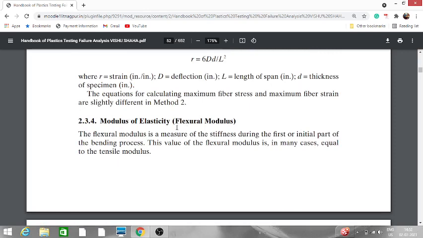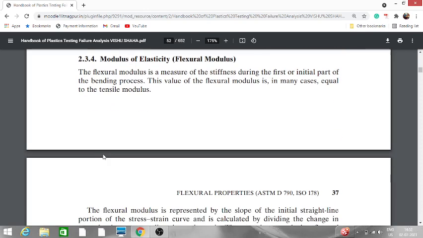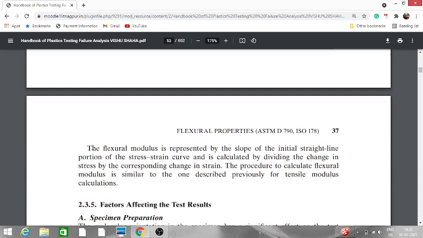Modulus of elasticity. The flexural modulus is the measure of stiffness during the first or initial part of the bending process. The value of the flexural modulus in many cases equals the tensile modulus. The flexural modulus is represented by the slope of the initial straight line portion of the stress strain curve and is calculated by dividing the change in stress by the corresponding change in strain. Y2 minus Y1 upon X2 minus X1. That's how you get the slope.